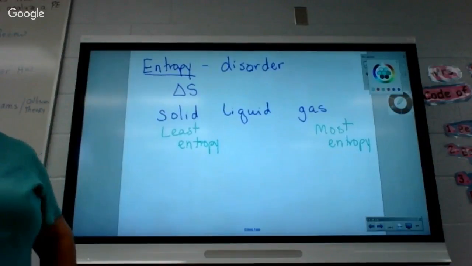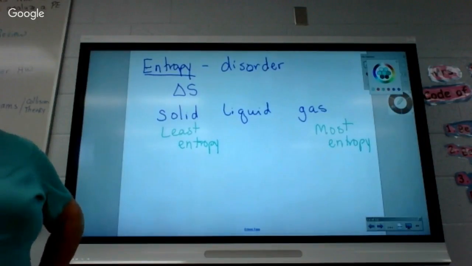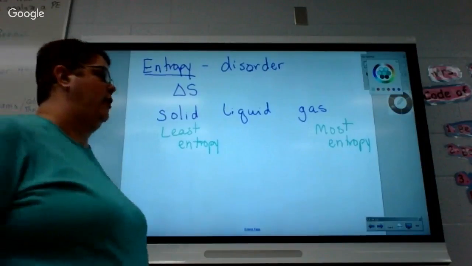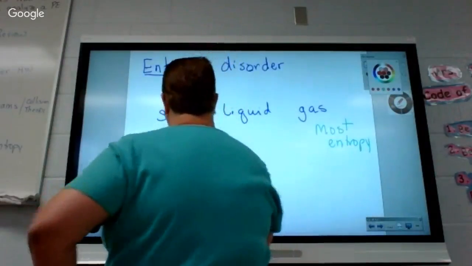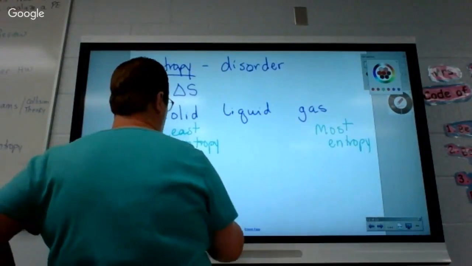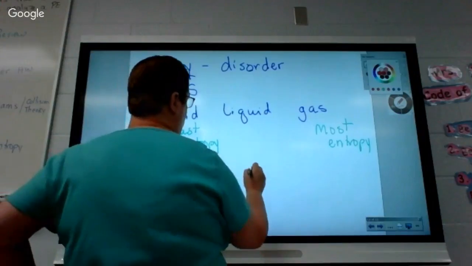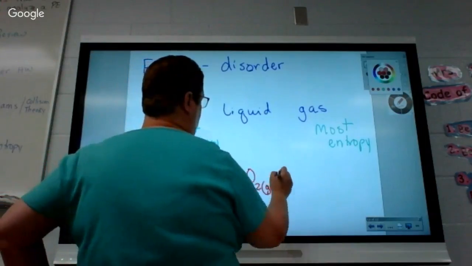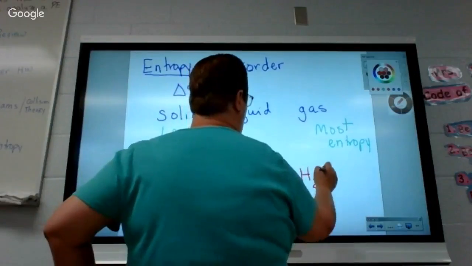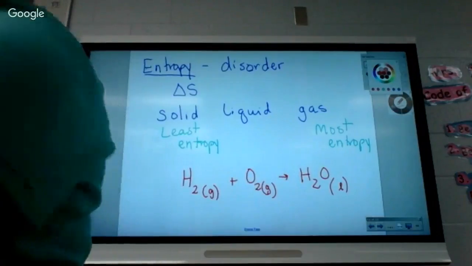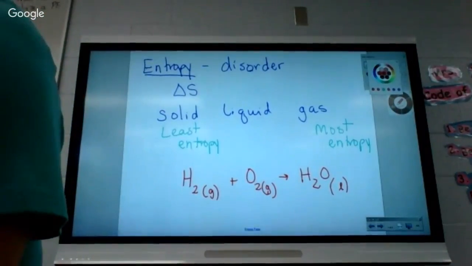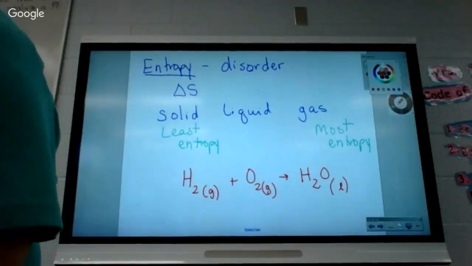Now, we can also use this same concept to look at chemical equations and talk about whether entropy is increasing or decreasing. So let's look at something like that. Make sure I'm not skipping anything like I did the other week. Actually, this week.